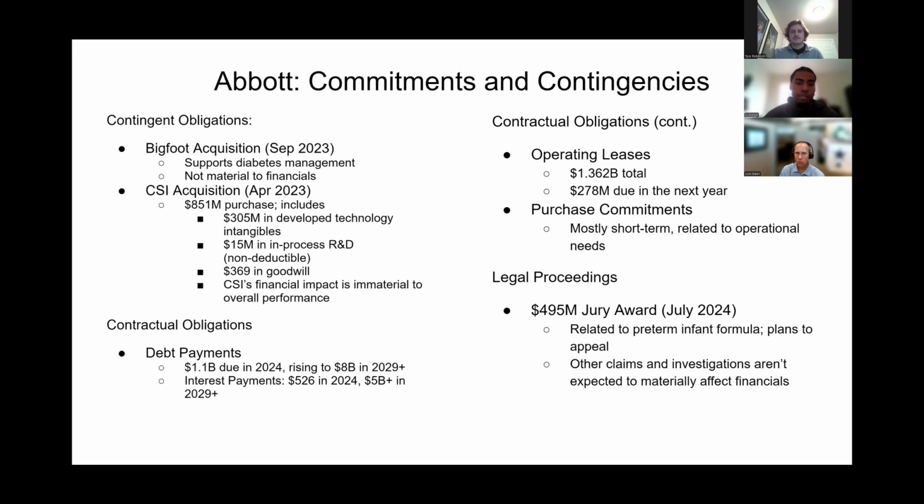substantial interest payments. In terms of legal proceedings, the most notable issue is a $495 million jury award related to a preterm infant formula case, which Abbott is also appealing. While the legal matters seem less concerning, this award could have a major financial impact depending on the appeal's outcome. It is $500 million. And overall, the rising debt and interest obligations, along with the potential implications of legal claims, are the most significant factors to monitor moving forward.